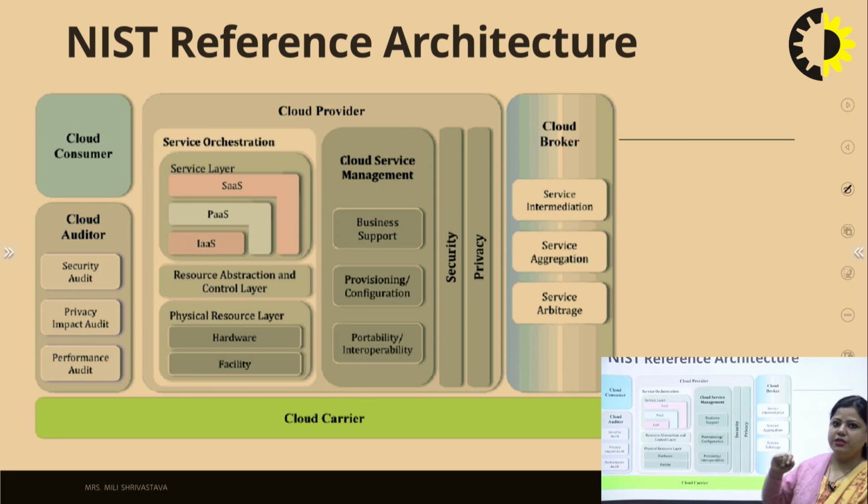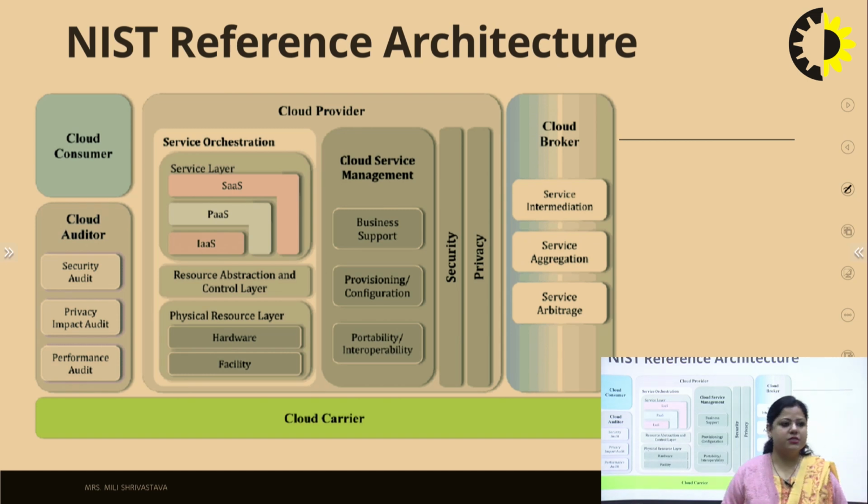Basically, intermediation means the cloud broker works as an intermediary or mediator between the cloud consumer and provider. Next is aggregation. Aggregation means combining services from multiple providers. We can choose this service from that provider, and that service from another provider. So basically, aggregation means combining two or more services with the help of two or more providers.